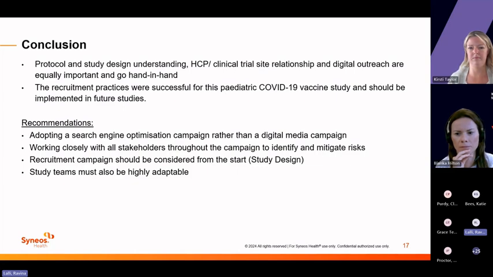This led to a successful campaign by identifying what strategies are required. Overall, recruitment campaigns should be considered from study design in order to implement a patient-first attitude, identify what patients require, in addition to gaining scientifically sound data. Study teams must also be highly adaptable. As seen in this study, strategies did shift throughout, for example, dropping the digital media approach.